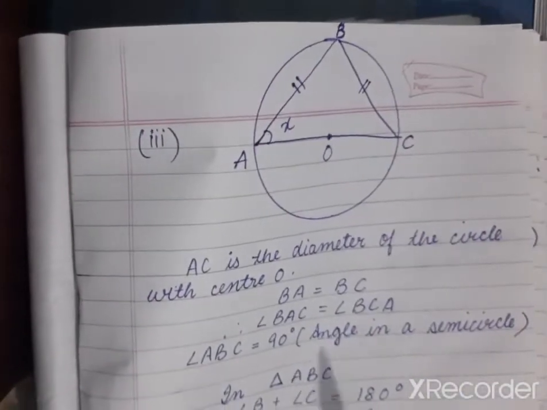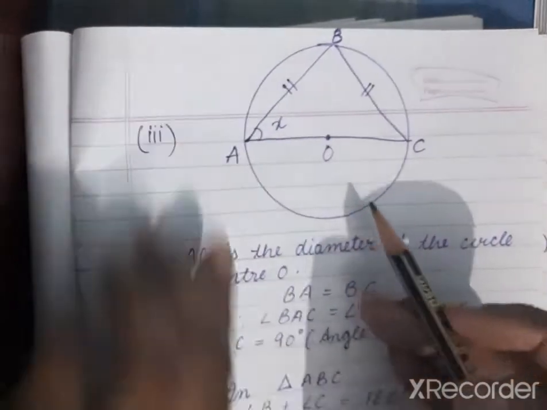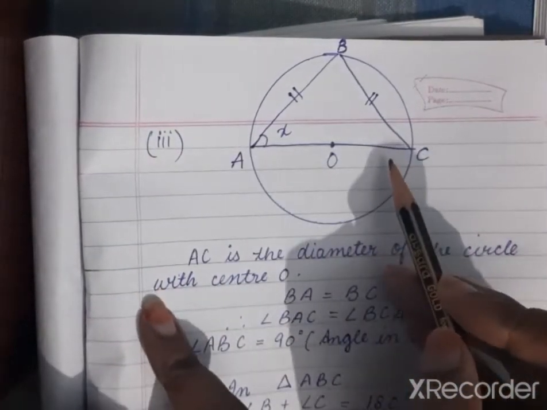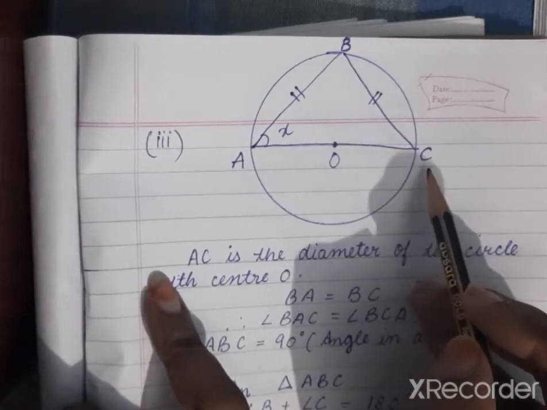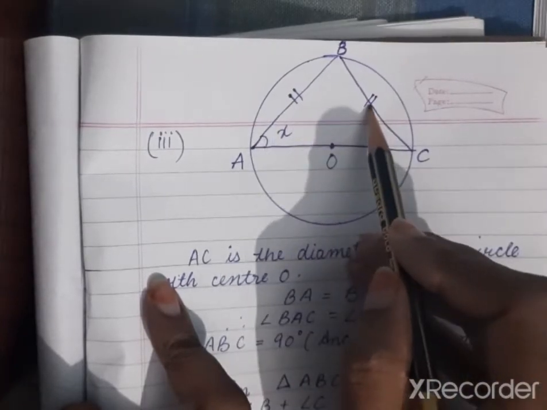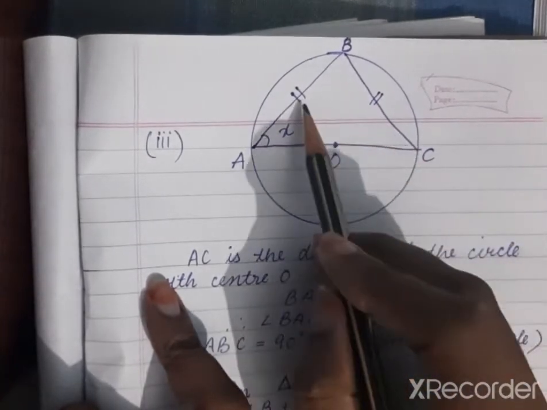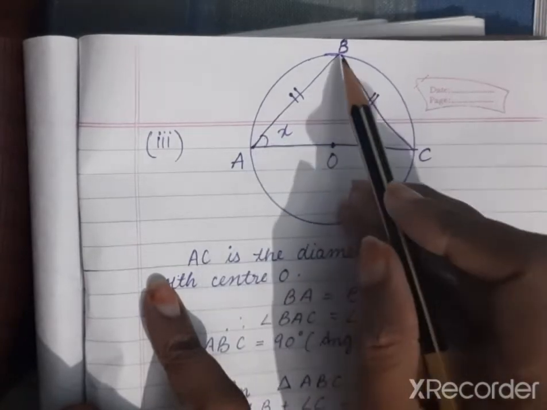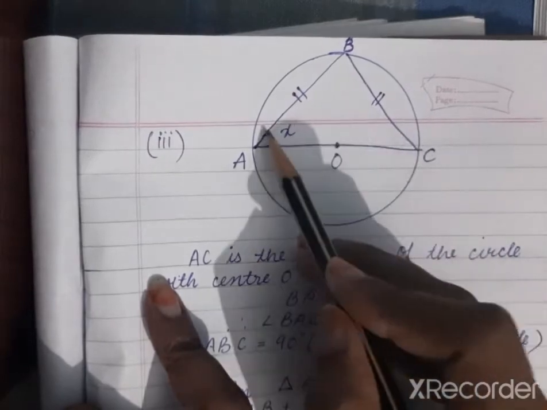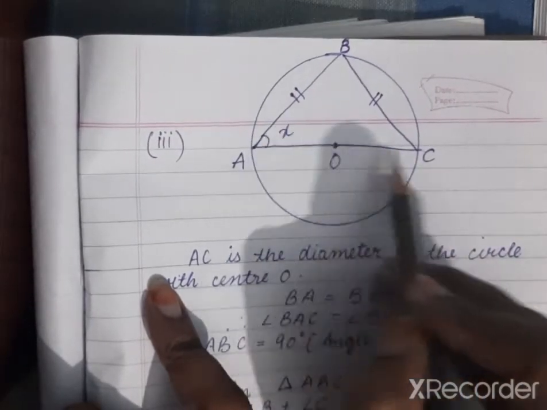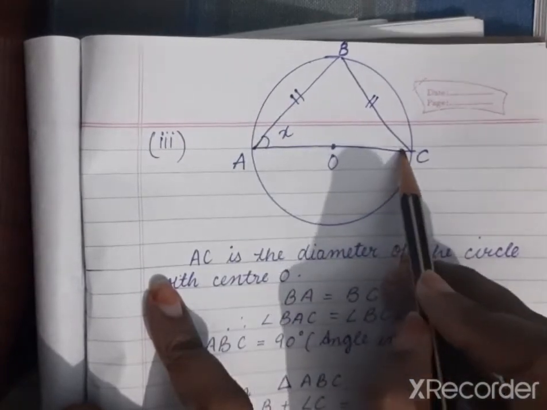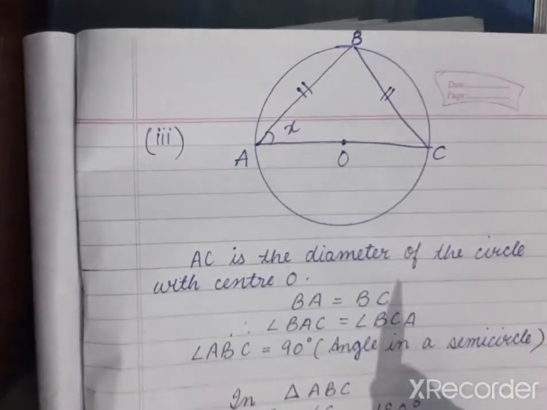Question number 3, again one circle is there, and in one semicircle one triangle is given. You can see that it is an isosceles triangle because two sides are equal. When two sides are equal, we can say that angles in front of these sides will also be equal. Means in front of this side this angle will come, and in front of this side this angle will come. Therefore these two angles will be equal. If this is X, therefore you can say that this angle will also be X.